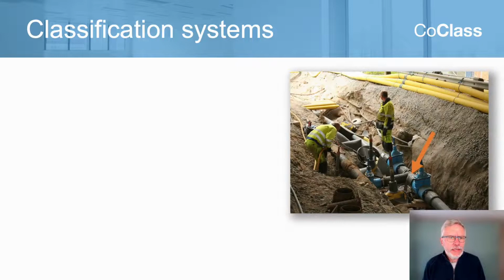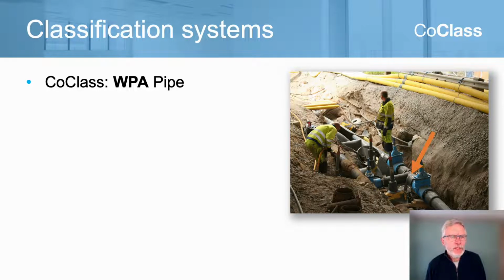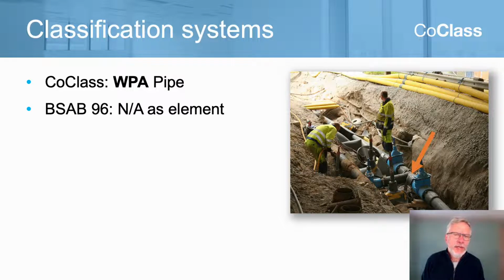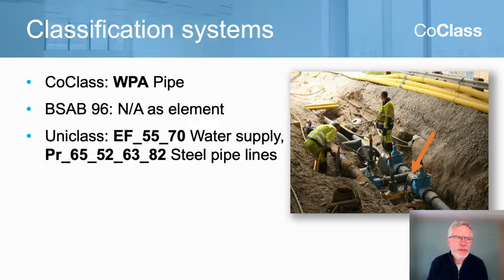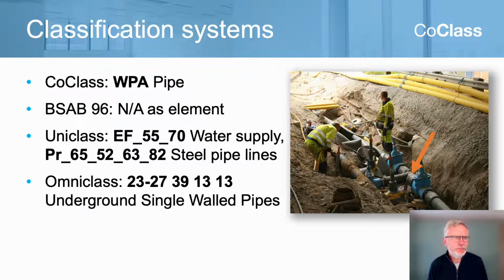And the interesting thing is that even when you limit the standards to the built environment, there are many ways to do it. You have already seen that CoClass classifies a pipe as a WPA. You can't find it as a construction element in the BSAB system. In Uniclass, you can define that this is a water supply system, and there's also a product class for steel pipelines which might be used here. But you see that differs very much from CoClass' very simple definition of the pipe.